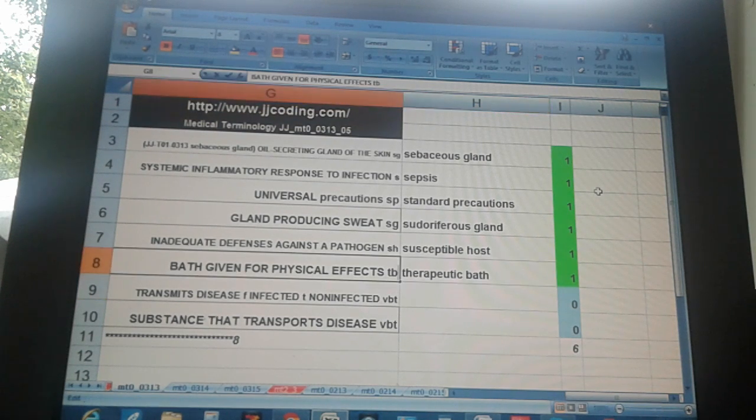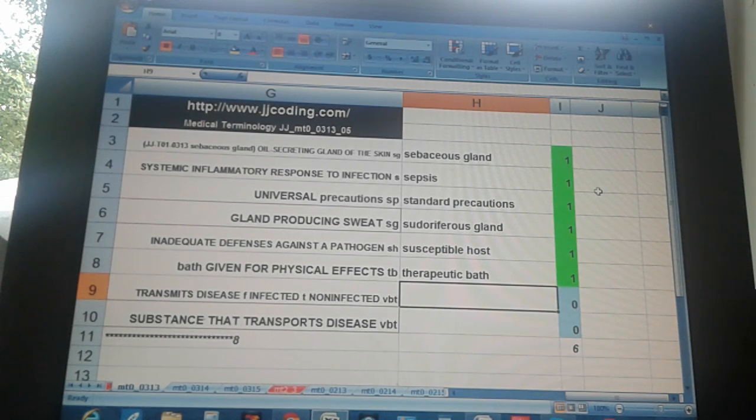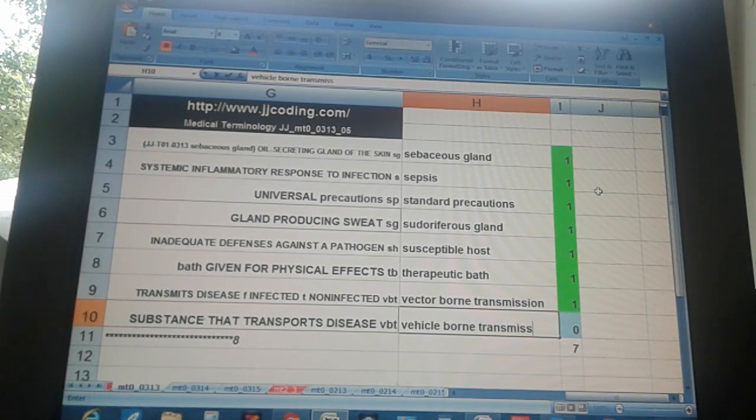Transmits disease from infected to non-infected. Vector-borne transmission. Substance that transports disease. Vehicle-borne transmission. All right. That was the first set. Let's do the second one.